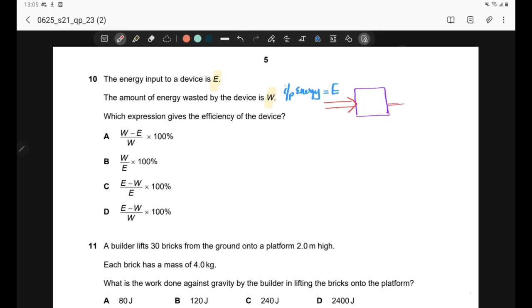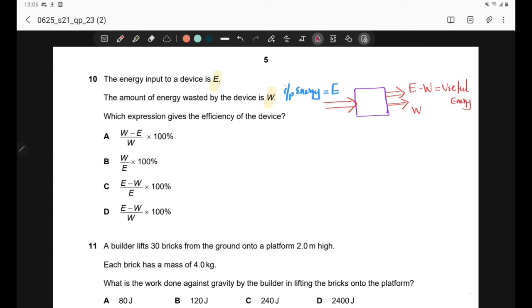So some energy is lost in the form of waste energy that we can represent by W, and only the remaining energy is used by the device as useful energy. So the remaining energy will be the total input energy minus the energy wasted. That will be the useful energy, the remaining energy which is useful for the device to work.